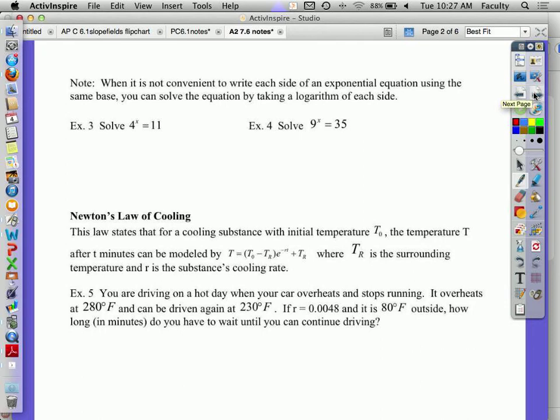All right, when it's not convenient to write each side of an exponential equation using the same base, you can solve the equation by either taking a logarithm of each side, or you can go from exponential to logarithmic, okay? And remember when we did 7.4, I said to you, it's really, really important that you remember going from exponential to logarithmic, logarithmic to exponential. So this is going to be log 11 base 4 equals x, okay?